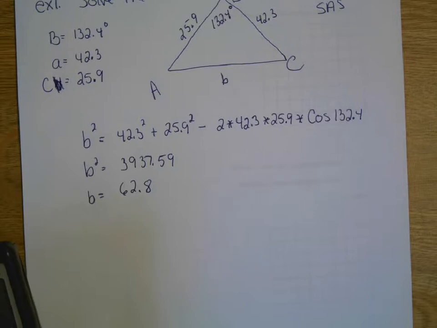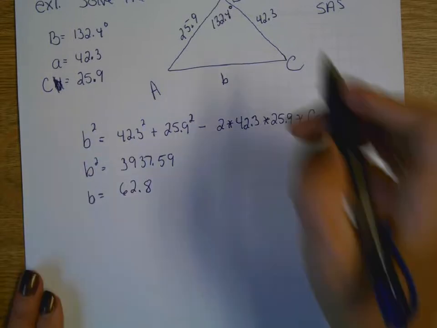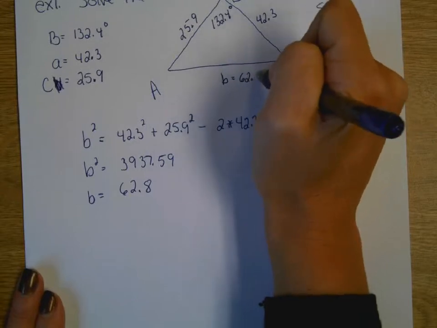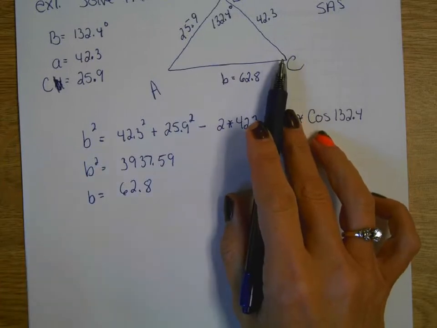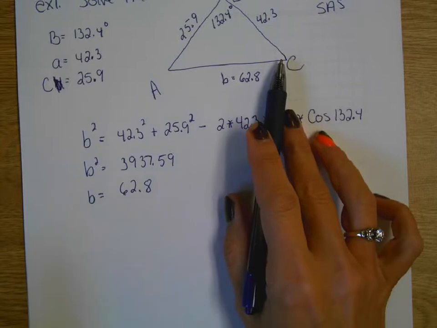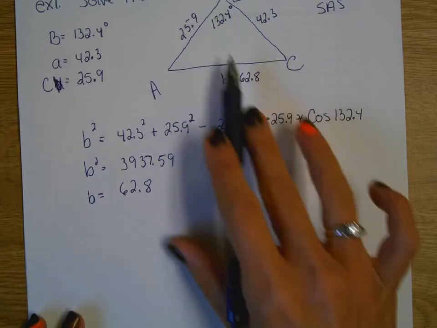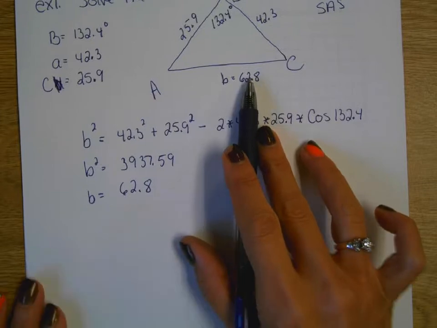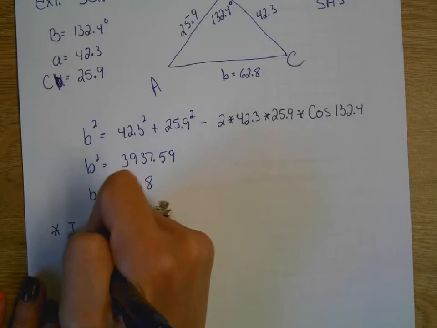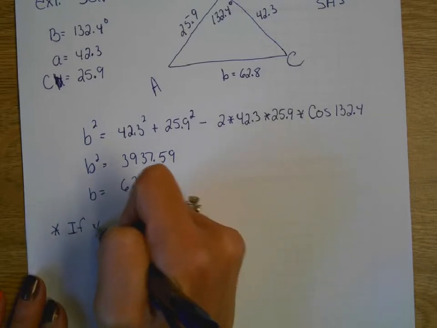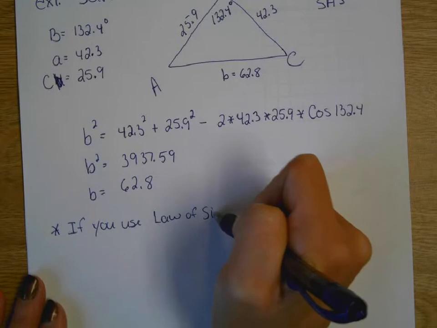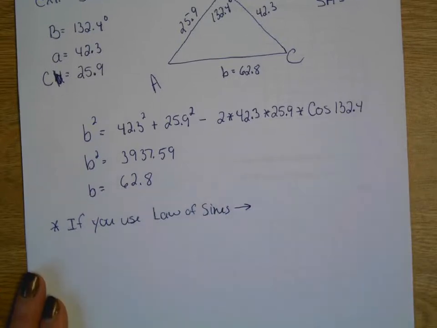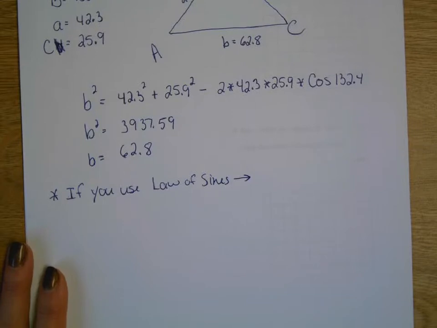3 sig figs on the sides. Okay, now, this is where there's a little catch. If you stick with law of cosines to find either A or C, you're fine. But we actually have enough information now to do law of sines, because I've got a side with an angle. I can revert back to what I know and set up proportions. But the trick is, if you want to use law of sines, you must find the smallest remaining angle.